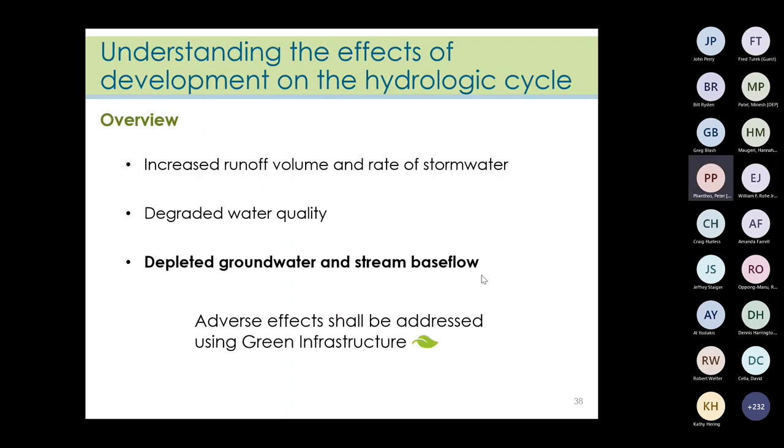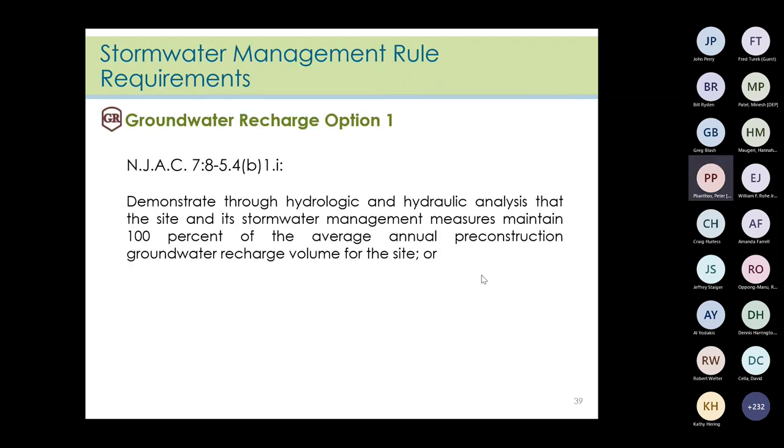Now we'll move on to the third set of standards, which address the reduction in groundwater recharge due to development. Earlier, we defined groundwater recharge as that portion of runoff that travels down past the root zone of plants. The stormwater rule provides two options for development. The full text of option one is posted here. To meet this option, a development must match the existing annual volume infiltrated on the pre-developed site.